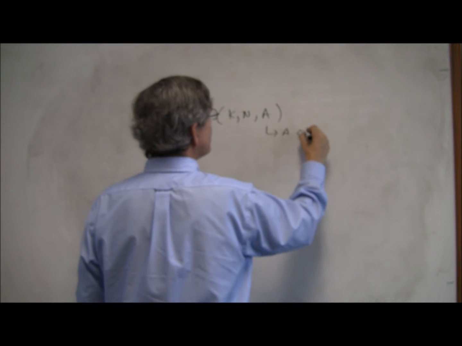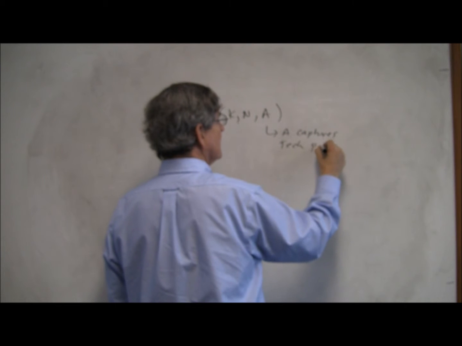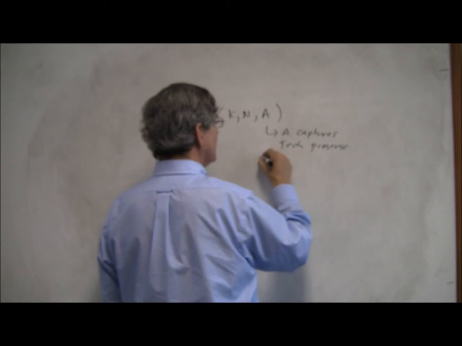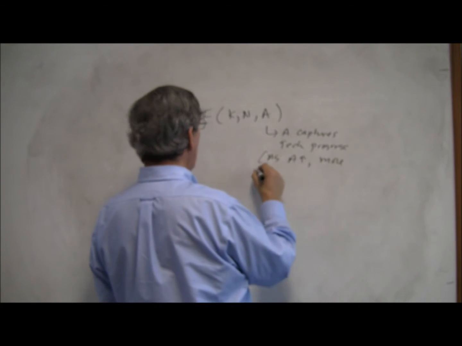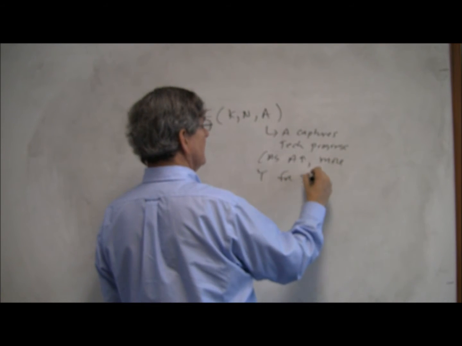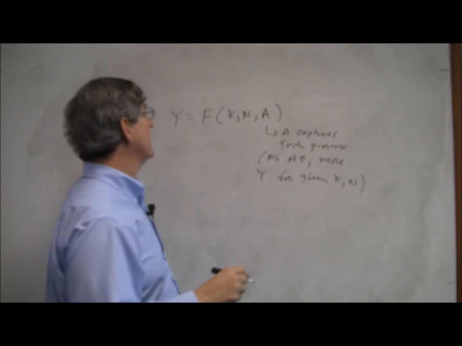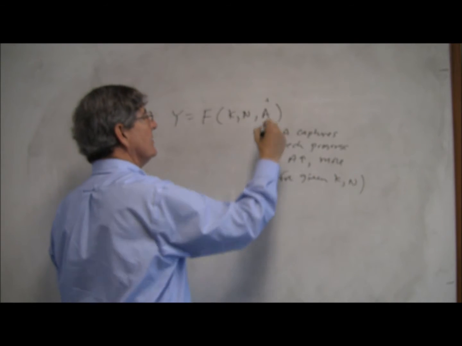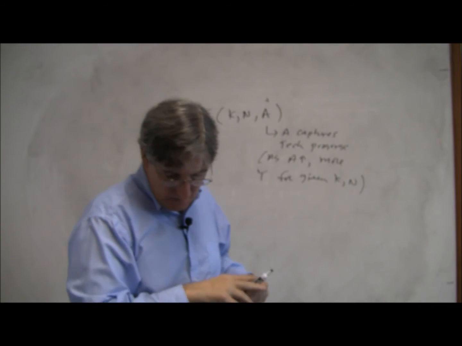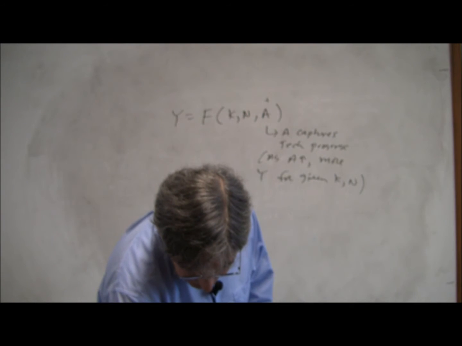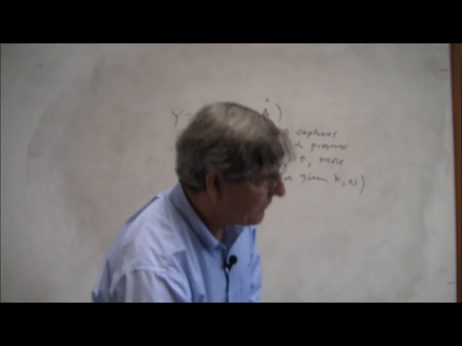And A captures technological progress. As A goes up, you get more output for a given capital and labor. And so A has a positive sign here. When A goes up, output goes up. So A is the state of technology.